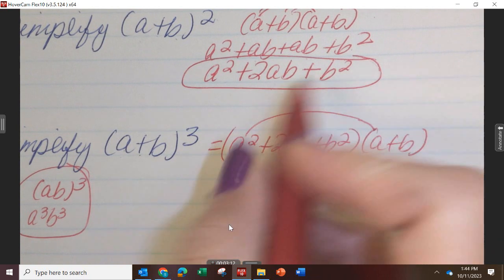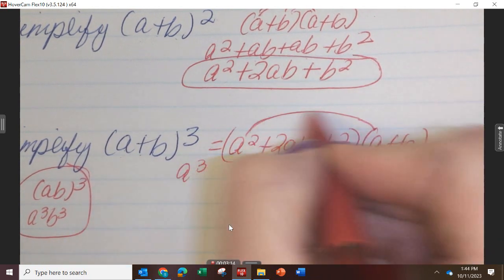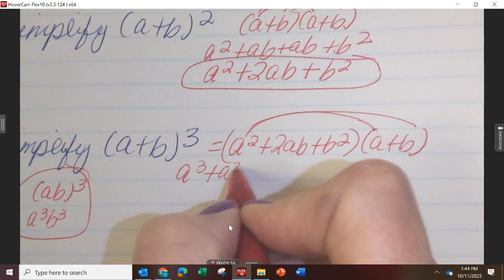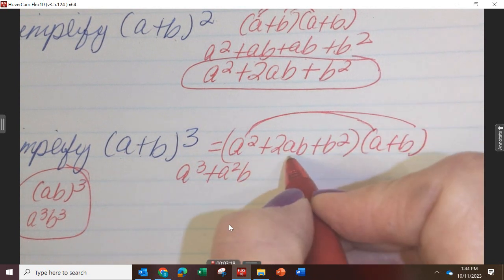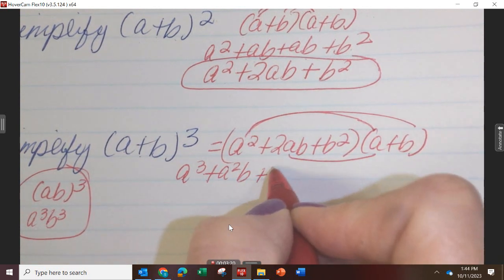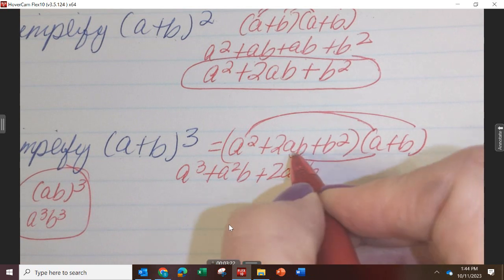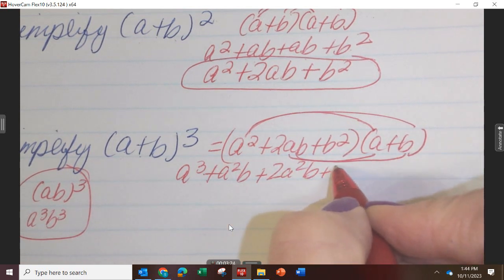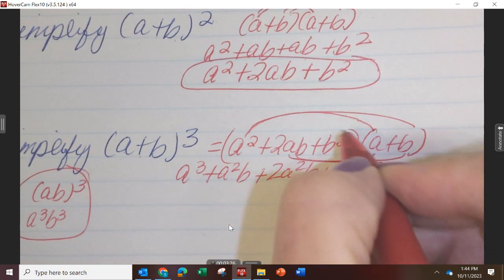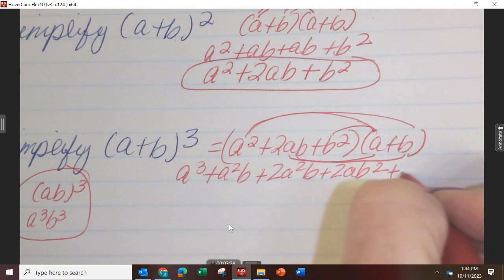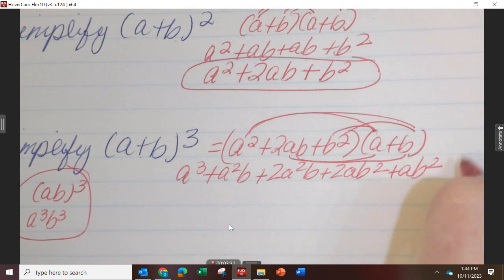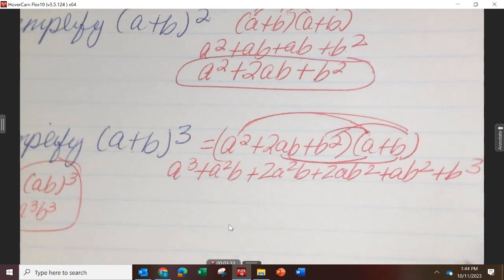So we multiply those and we get a cubed. We multiply those and we get a squared b. Now we have to go to this one. When we multiply those, we get 2a squared b. We have to multiply those, and we get 2ab squared. Multiplying these is going to be ab squared, and multiplying those is b cubed.